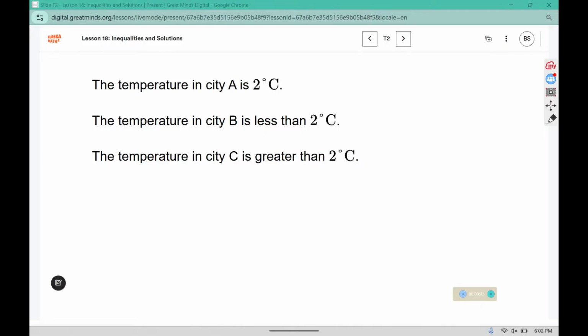Here we see the temperature in City A is 2 degrees Celsius. The temperature in City B is less than 2 degrees Celsius. What are some options for the temperature in City B? Well, if it's less than 2 degrees Celsius, it could be 0 degrees Celsius. It could also be negative degrees Celsius.